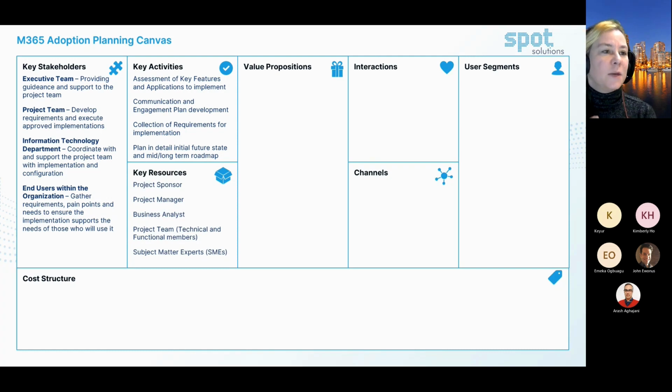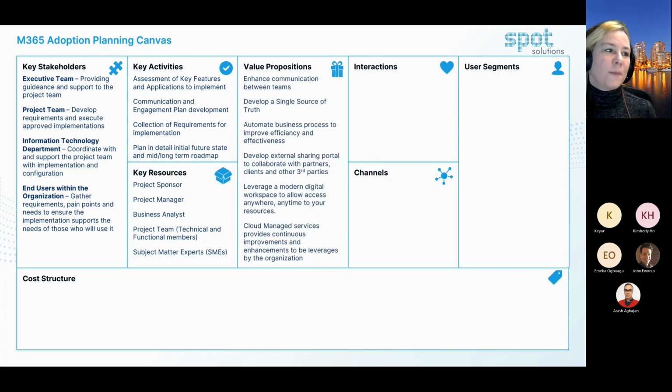Then we want to look at the key resources. Who do we need to have as an organization to be able to complete this project? Some of these individuals may be internal to your organization, and others you may contract out to a consulting firm or someone else to help you build and implement your M365 solution in that first phase. So make sure that you identify those resources regardless of whether they're internal or external.